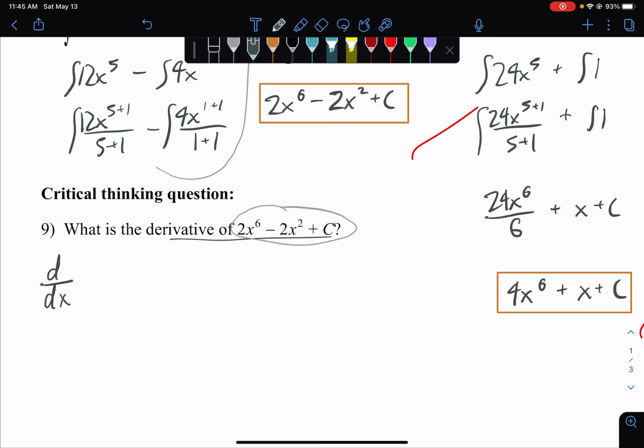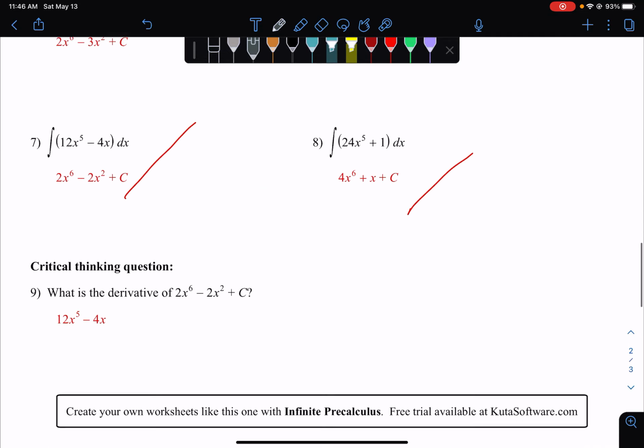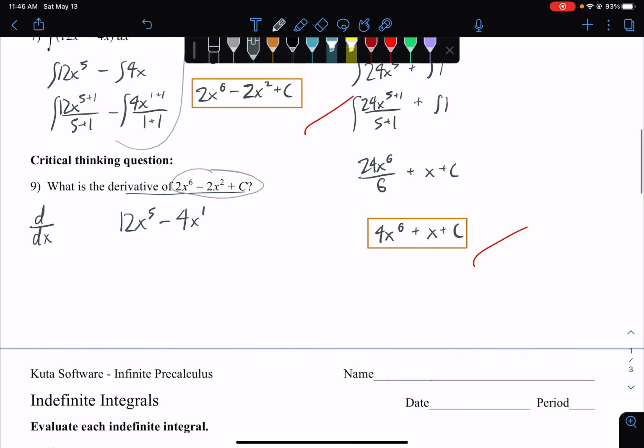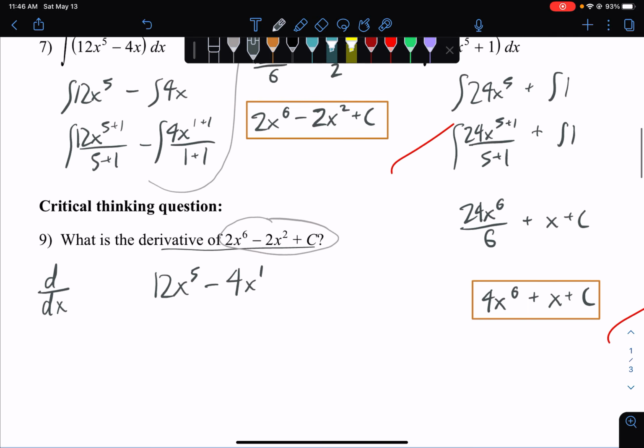So, let's try. For the derivative, 6 times 2 makes 12, and then the exponent 6 minus 1 is 5. Same thing with the second term, so 2 times 2. Multiply the exponent and the coefficient, 2 with 2, and then the exponent will be subtracted by 1, so that makes 1. What do you think? 12x raised to 5 minus 4x. Yeah, this is the answer already.